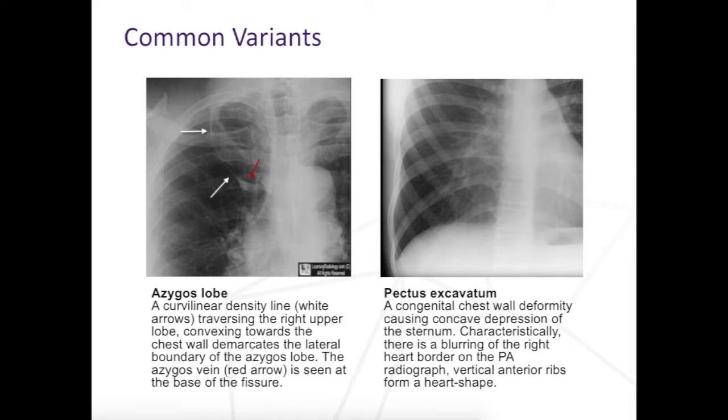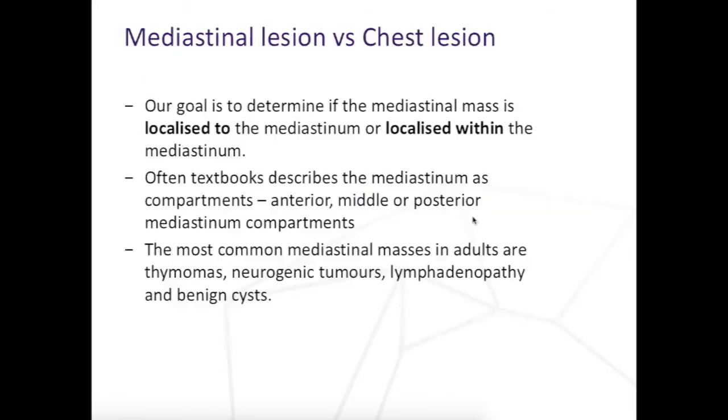The other common variant is pectus excavatum. Pectus excavatum is, as you probably know, an abnormality of the chest wall that some patients have, and usually in tall men. And because of the excavatum itself, it can actually obscure the right heart border. So this is actually quite normal. The patient doesn't actually have any pathology per se. However, they do have pectus excavatum, so just be mindful of that.